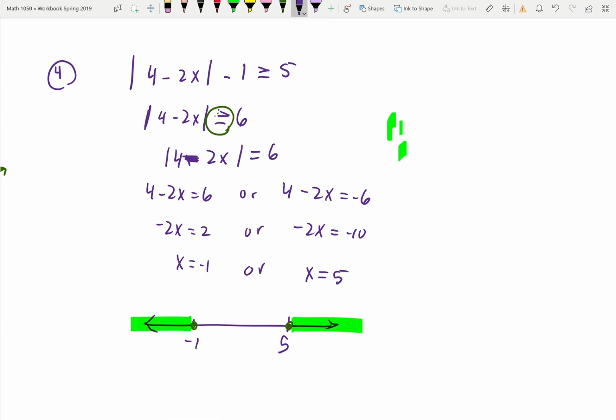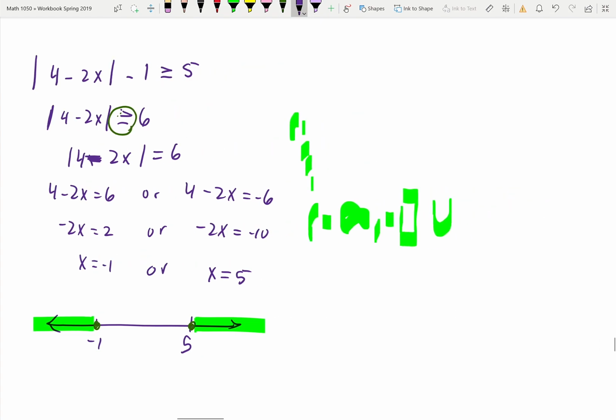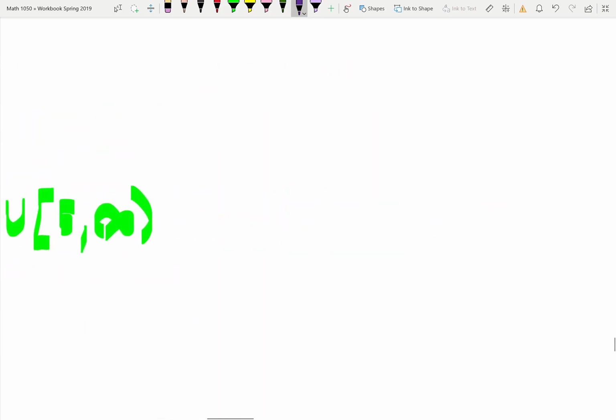Sorry, I'm trying to get it to write as a pen, and it takes a minute to transition. Okay, so I'll write it as a highlighter. So negative infinity to negative 1 with a bracket, union 5 with a bracket, to infinity with a parenthesis, and that's it. Okay, sorry about the highlighter. Okay, that was number 4.